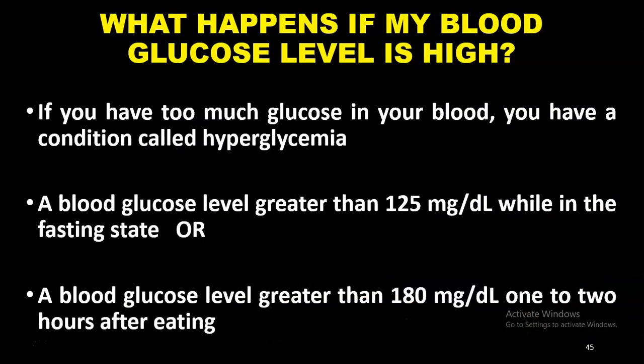So another question, what happens if my blood glucose level is high? If you have too much glucose in your blood, you have a condition called hyperglycemia. Hyperglycemia is defined as a blood glucose level greater than 125 mg per dl while in the fasting state, that is nothing to eat or drink for at least 8 hours. Or it can also be defined as a blood glucose level greater than 180 mg per dl 1 to 2 hours after eating.